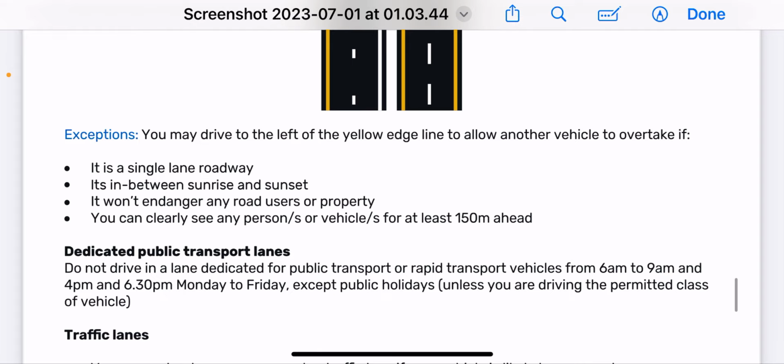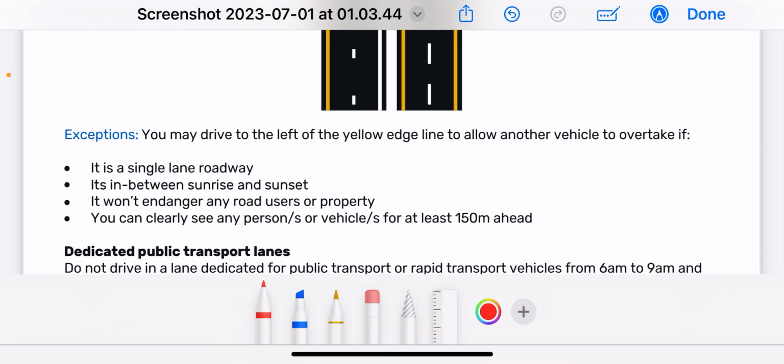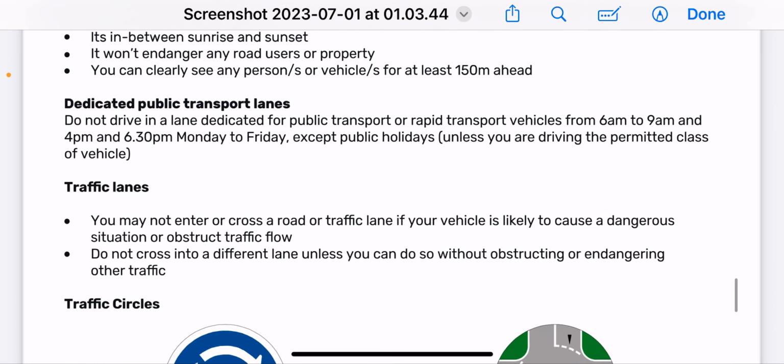So you may drive only if you want to allow another vehicle to overtake you. If it is a single lane roadway, it's in between sunrise and sunset, it won't endanger any road users or property, and you can see any persons or vehicles for at least 150 meters ahead. Okay, now moving on to dedicated public transport lanes.